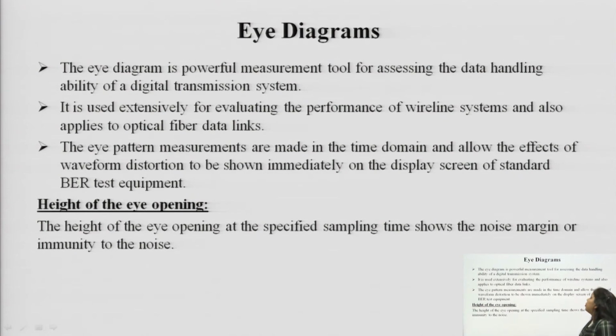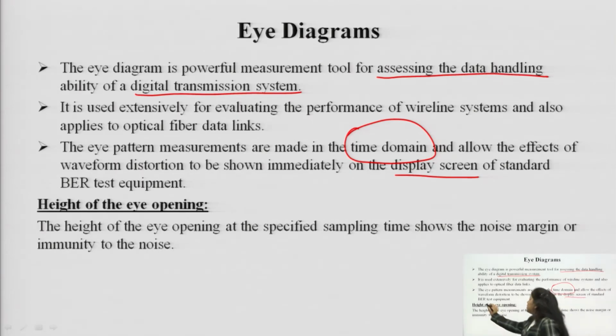The eye diagram is a powerful measurement tool for assessing the data handling ability of a digital transmission system. It is used extensively for evaluating the performance of a wireless system and also applies to optical fiber data links. The eye pattern measurements are made in the time domain. We already know that we have the time domain, space domain, frequency domain, various types of domains in which we do analysis. In this particular case we do the analysis in the time domain, and it allows the effects of wave distortion to be shown immediately on the display screen of the standard BER test equipment.